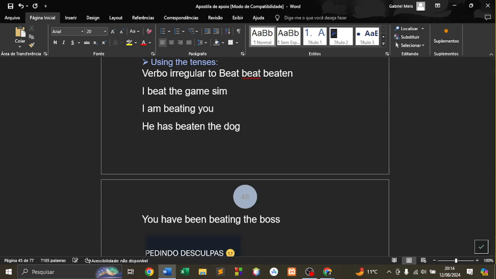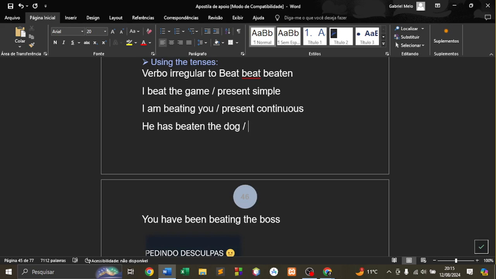Simple what? Present, past, present, exactly. That's it. I am beating, always present continuous. Present continuous. That's it. That is past. It's not continuous, or is it? It's not continuous. Pay attention to the auxiliary verb. The auxiliary verb of the continuous tense is to be. Exactly.